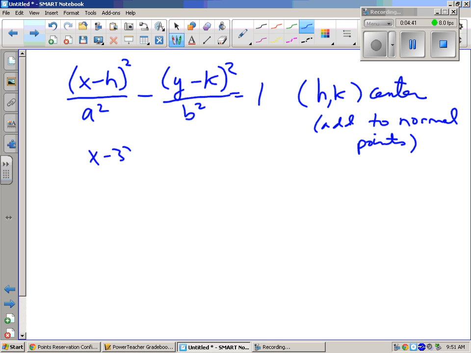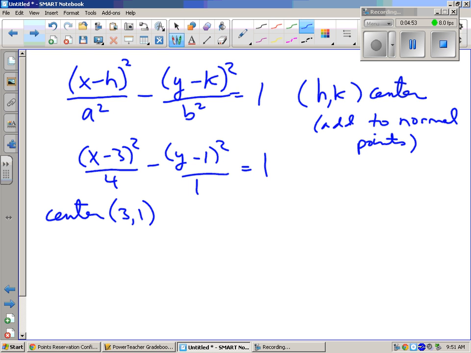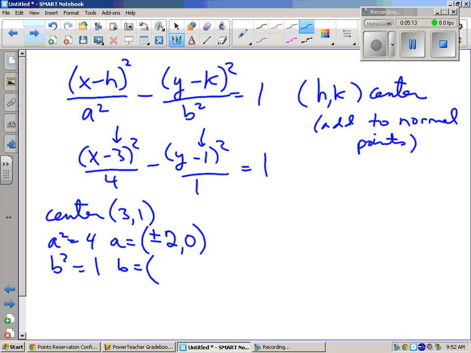Okay, so let's try it. X minus 3 squared over 4 minus y minus 1 squared over 1 equals 1. All right, first of all, we know our center is 3, 1 from the h and the k, and it's opposite of the minus sign. We know that a squared is 4, so that a is plus or minus 2, and it's under the x. B squared is 1, so that means b under the y would be 0 and plus or minus 1.